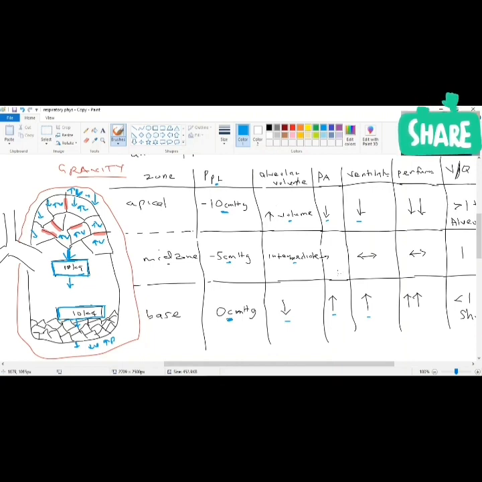Perfusion will be highest at the base as well. Why? Because of gravity. The base is below the heart, so gravity will push more blood to the base, which makes sense. And the blood going to the apex will struggle to rise up against gravity. So the perfusion at the apex would be the lowest.